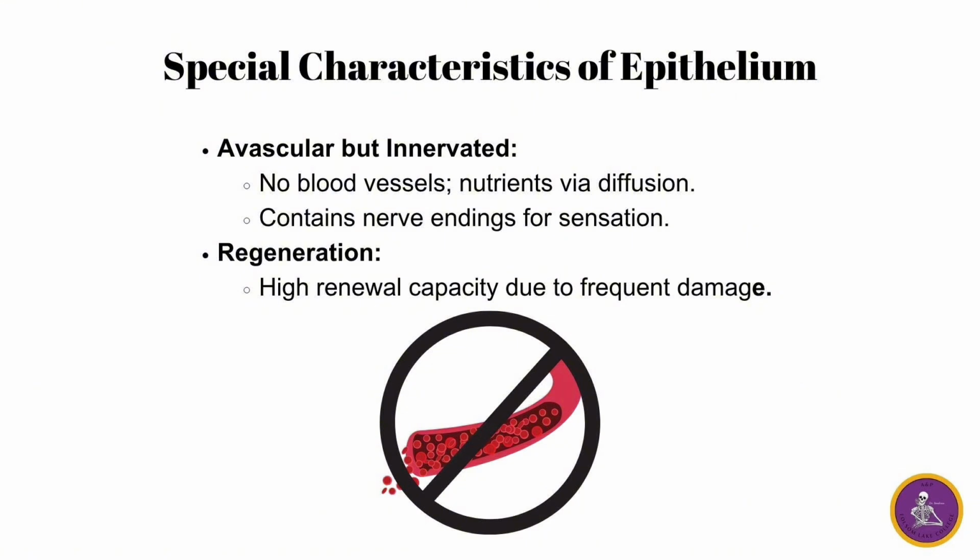These cells divide rapidly to replace those that are constantly being damaged or sloughed off, as happens in skin, digestive tract, and respiratory passages. This rapid regeneration is vital for maintaining barrier integrity and tissue function in areas exposed to friction, chemicals, or pathogens.